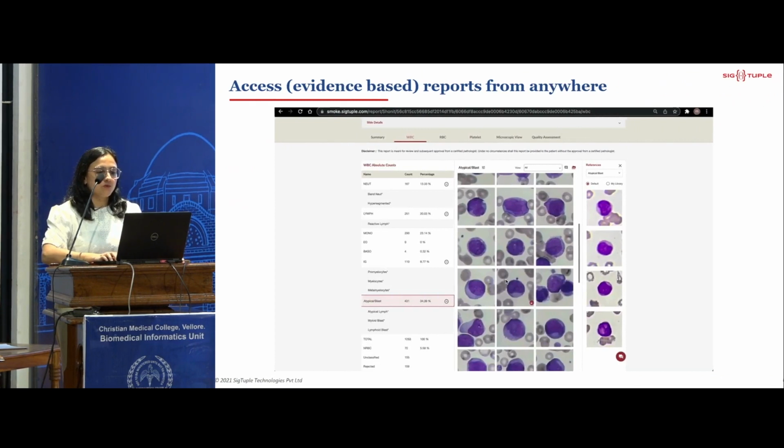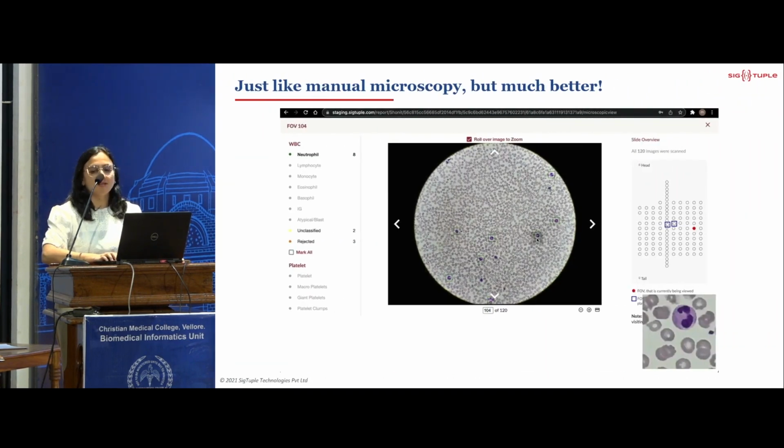So access your reports from anywhere, just like your manual. We even have a feature where we show the field of vision, which is seen exactly like this under the microscope. So the pathologist won't have any phobia.